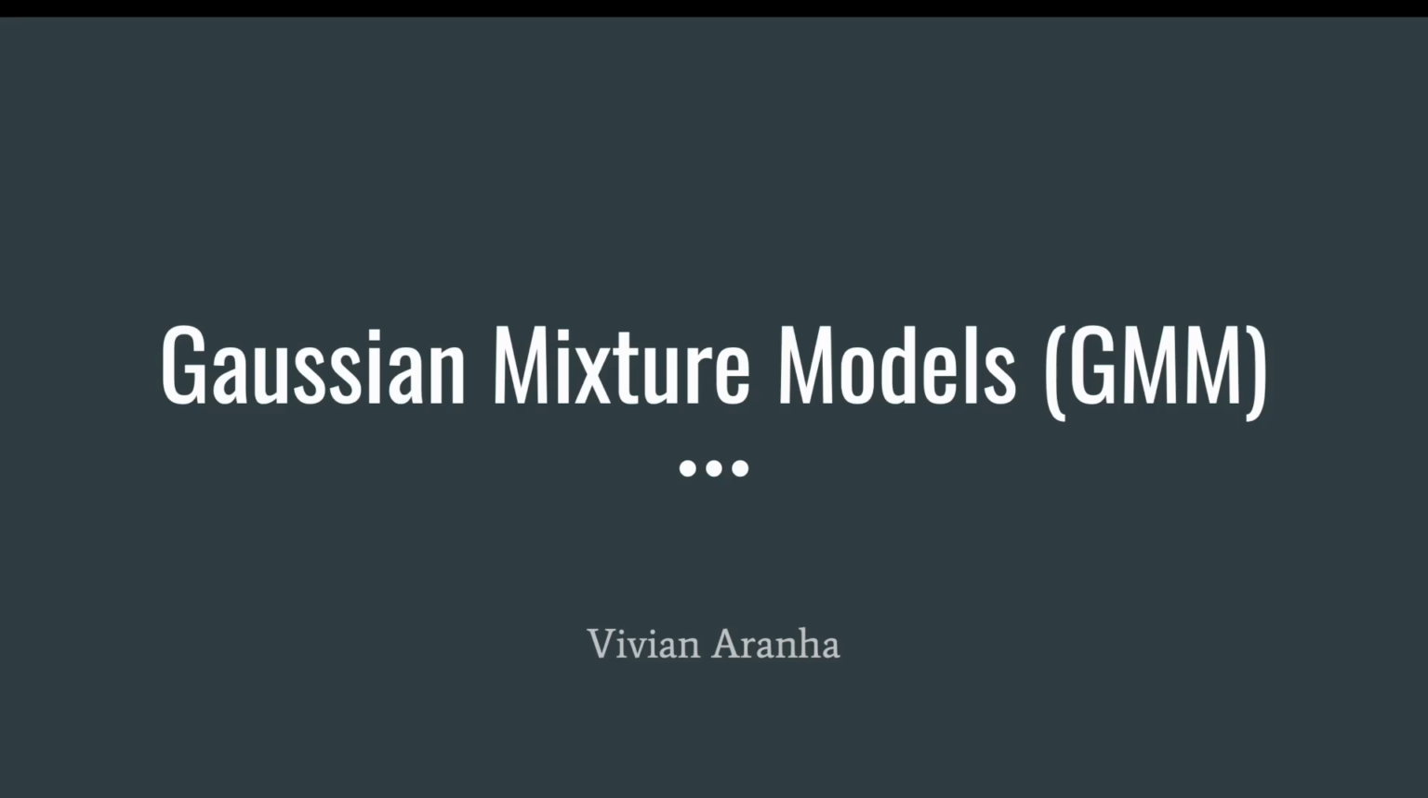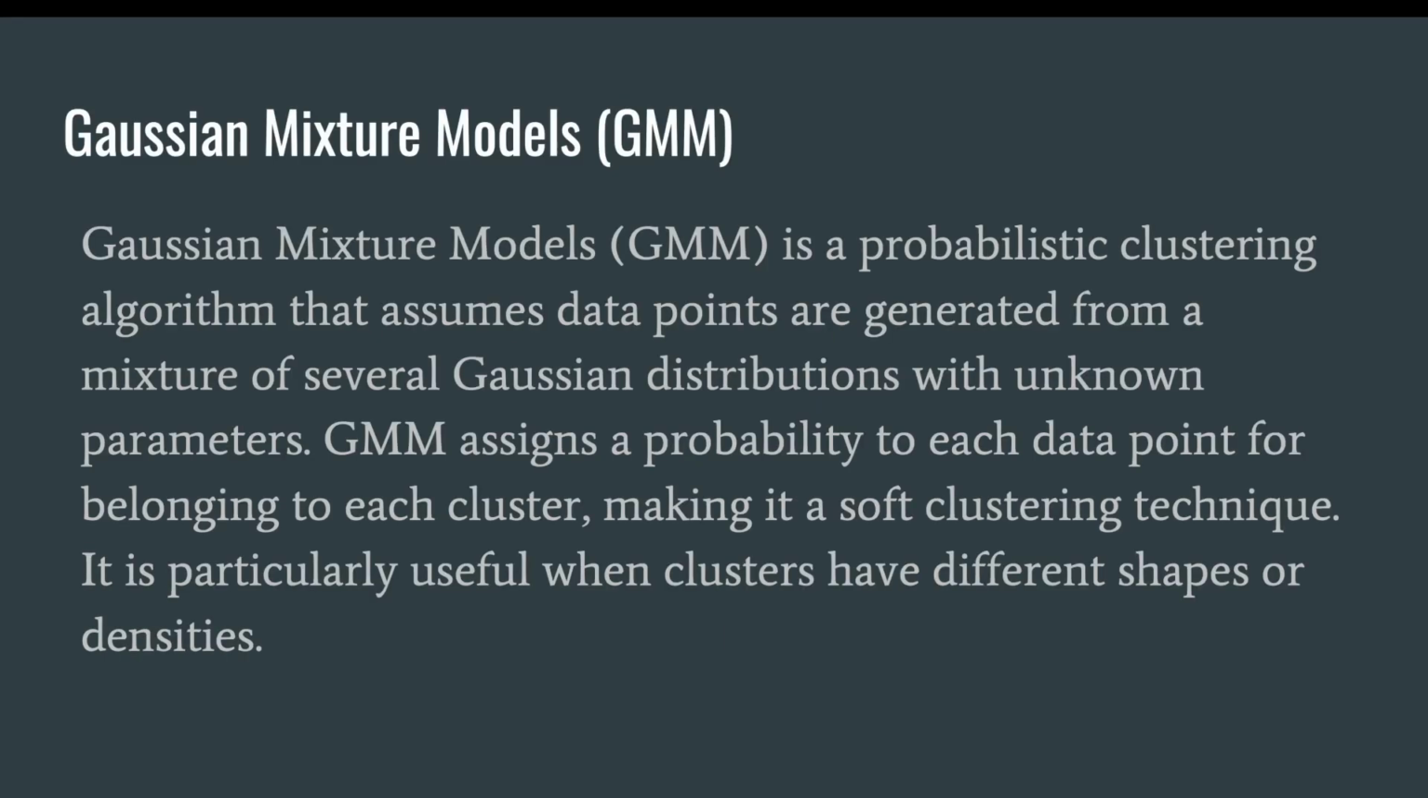Gaussian mixture models, or GMM. Gaussian mixture models is a probabilistic clustering algorithm that assumes data points are generated from a mixture of several Gaussian distributions with unknown parameters. Now, GMM assigns a probability to each data point for belonging to each cluster, making it a soft clustering technique. It is particularly useful when clusters have different shapes or densities.